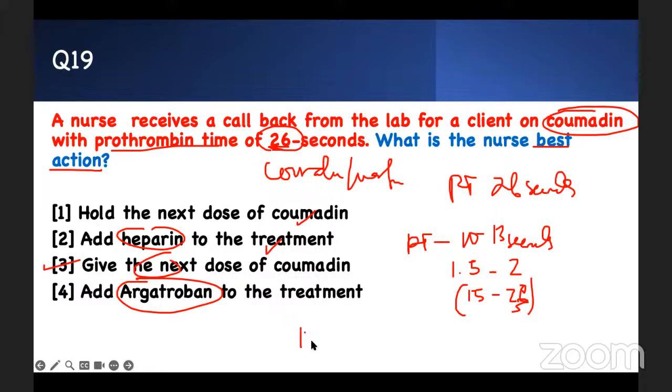10 to 13 seconds is a normal PT. To see the range, multiply the lower one by 1.5 and the upper one by 2. And you get it, like I said, 15 to 26. This is therapeutic value. So 3 is your right answer. Okay? If you don't know, those are the numbers to do the calculation.